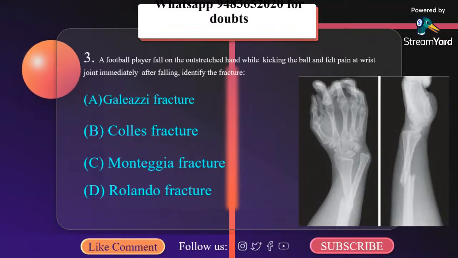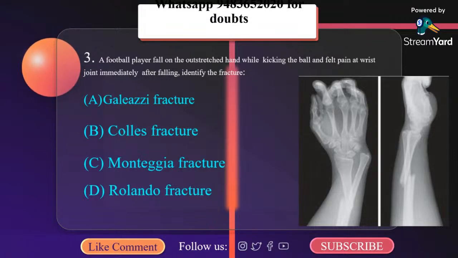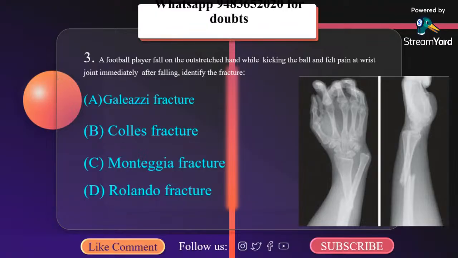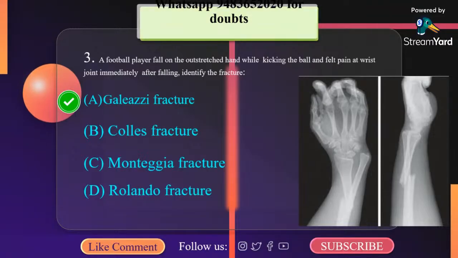Mechanism of injury: fall on hand, probably with a superimposed rotation force. Radius fracture in the lower third, and inferior radioulnar joint subluxates or dislocates. The clinical fracture feature is more common than Monteggia. So the correct answer here is A, Galeazzi fracture.